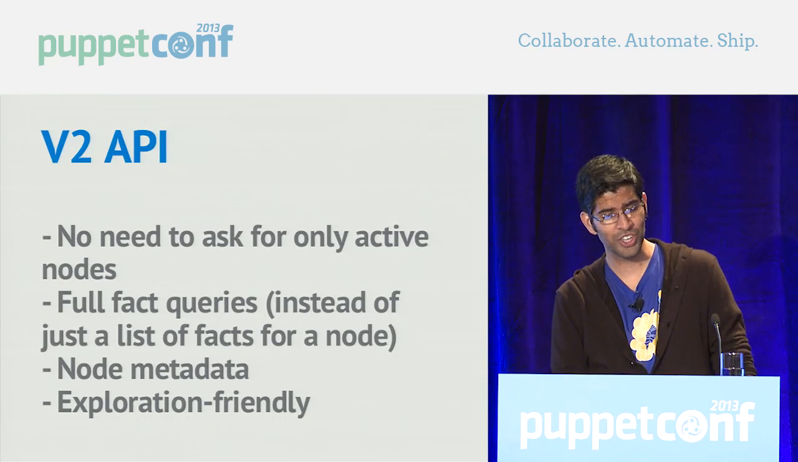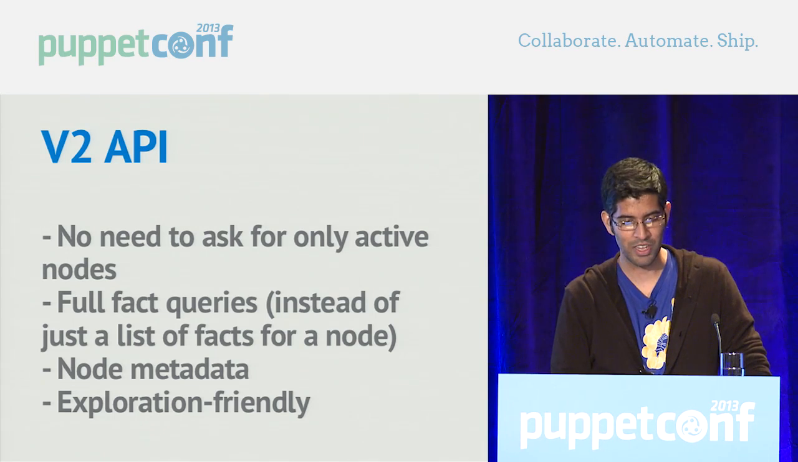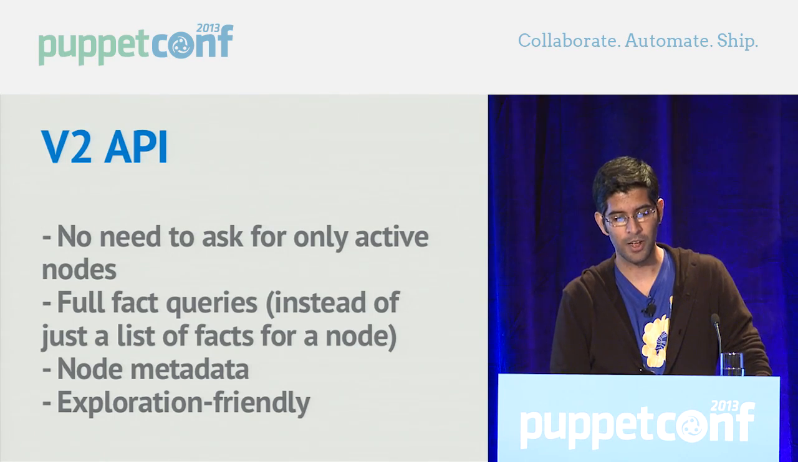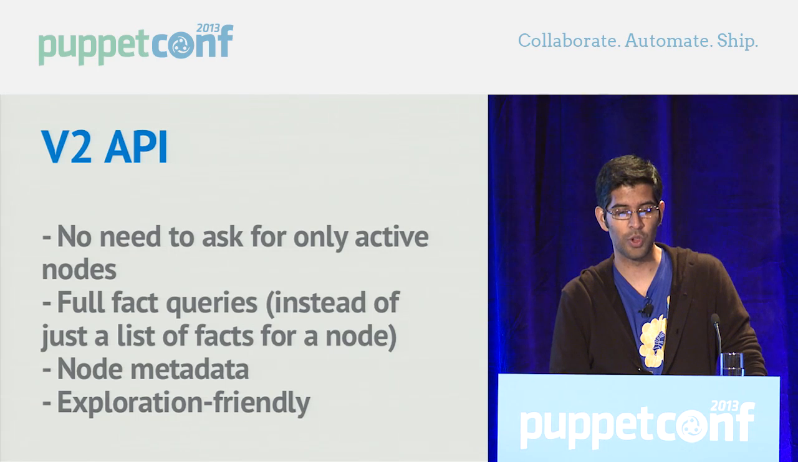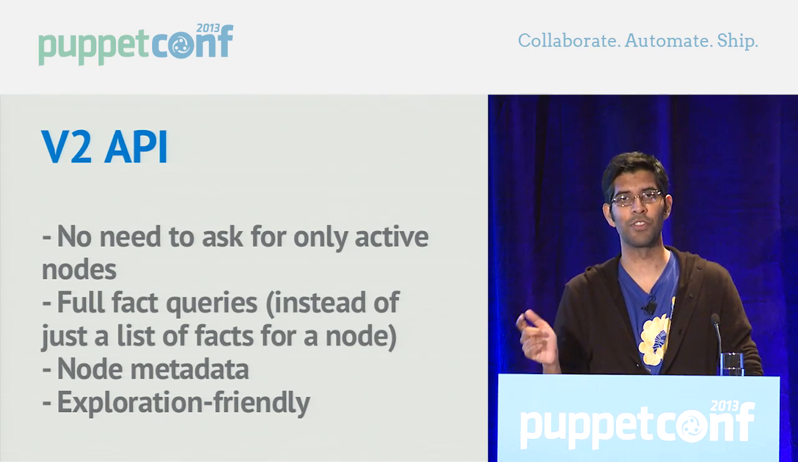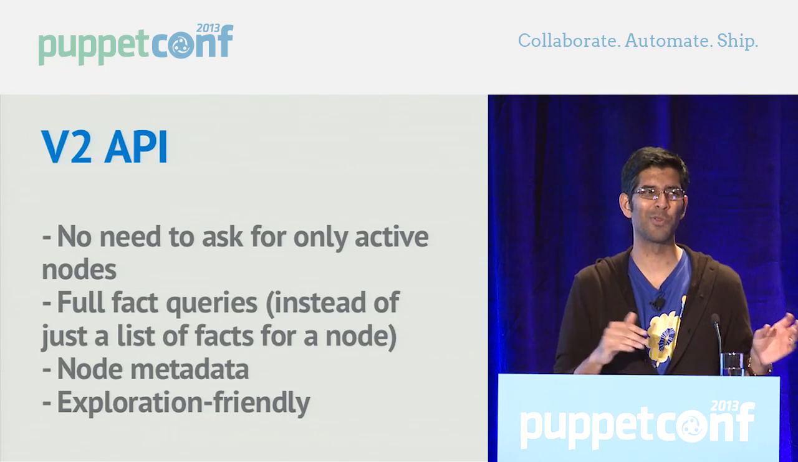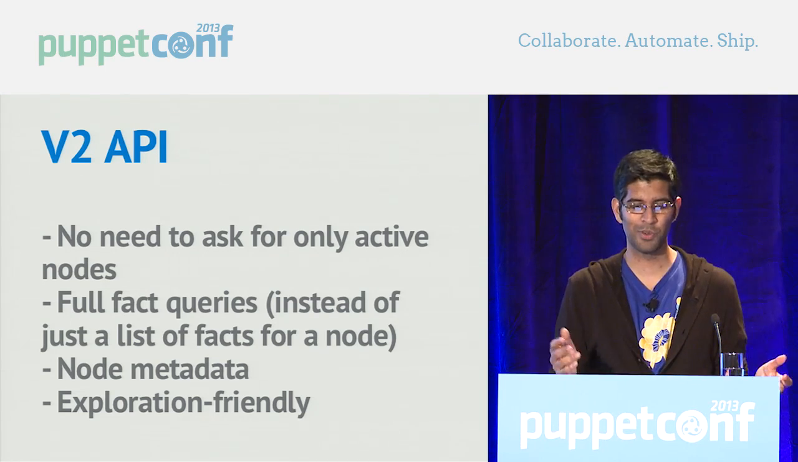There are some interesting query changes. The biggest one is that there's now a version 2 API that you may be familiar with if you've been using it. Some changes there are that you no longer need to ask for only active nodes. Fact queries are very, very fast, and you can do full queries. In V1, all you could do was say, give me all the facts for this node, or for this fact, give me just the list of nodes it's on, which worked for the Puppet Inventory Service API, but not really for much else.